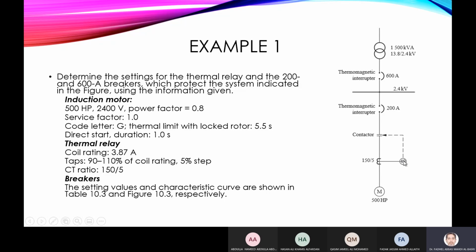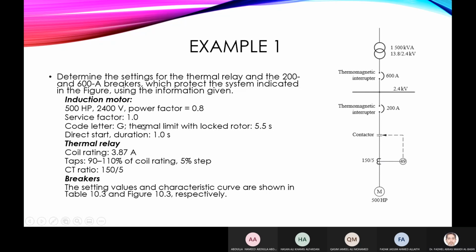But because overload normally is not higher than the starting currents, okay? And the starting current is not more than 10 times the rated current. That's why these contactors can disconnect the motor during a starting current or during overload conditions.